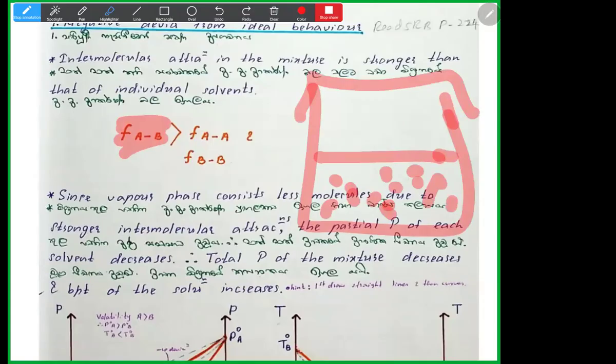Great interactions mean you are bound into the liquid phase, so less evaporation. When there is less evaporation, the vapor pressure is less.